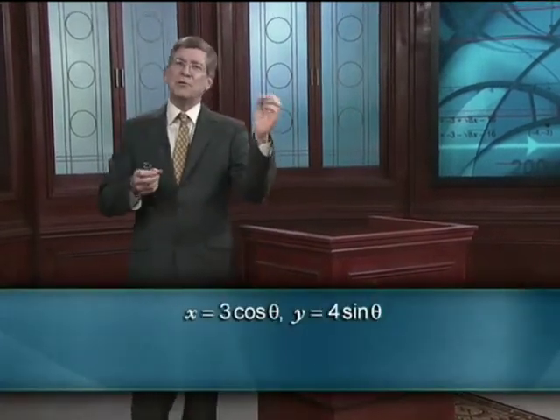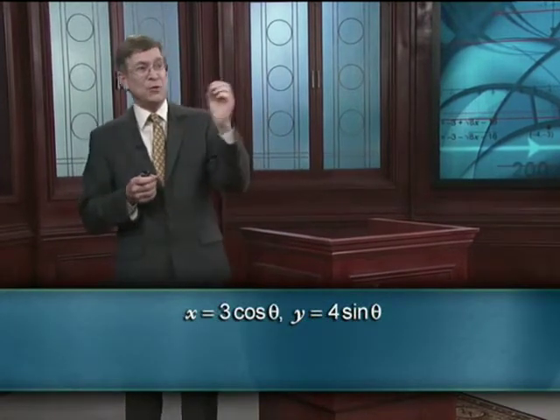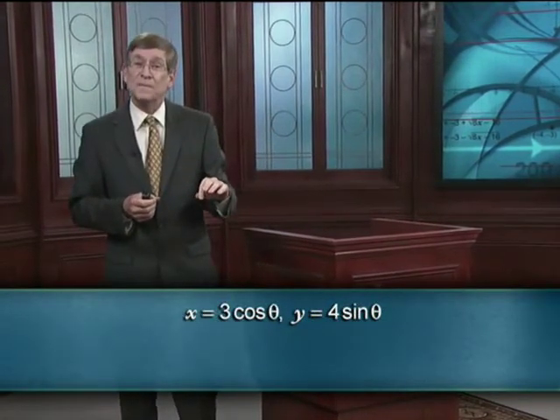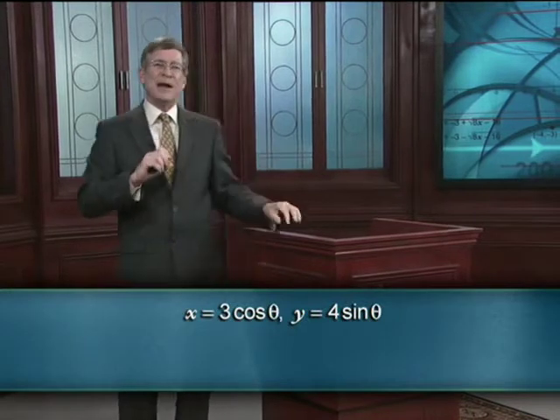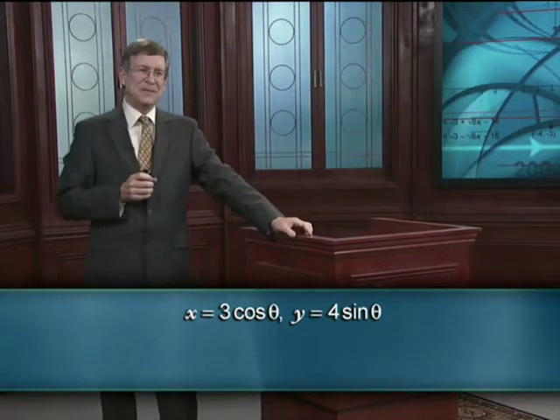So you could, in a sense, cheat and graph it on your calculator. But we're going to do some mathematics here. We're going to take these equations and eliminate the parameter, and then suddenly you'll see what it looks like. All right, so our equations are 3 cosine theta is x, 4 sine theta is y. Can we get rid of the parameter? Watch this neat trick.